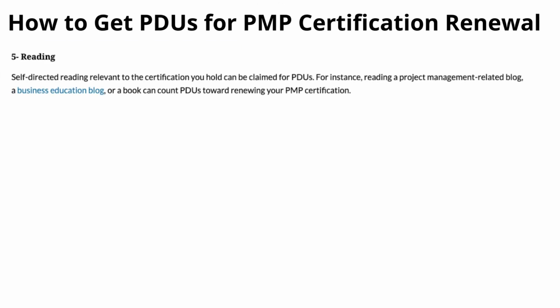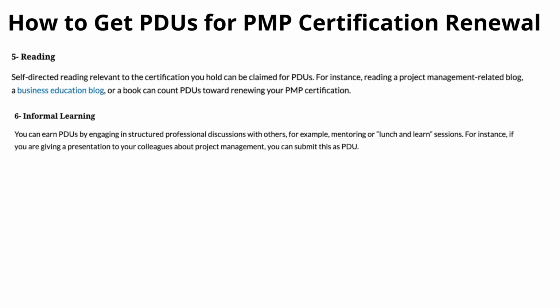5. Reading. Self-directed reading relevant to the certification you hold can be claimed for PDUs. For instance, reading a project management-related blog, a business education blog, or a book can count PDUs toward renewing your PMP certification. 6. Informal learning. You can earn PDUs by engaging in structured professional discussions with others, for example, mentoring or lunch and learn sessions. For instance, if you're giving a presentation to your colleagues about project management, you can submit this as PDU.